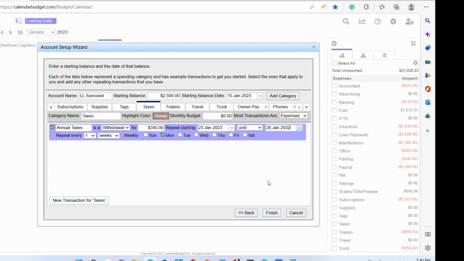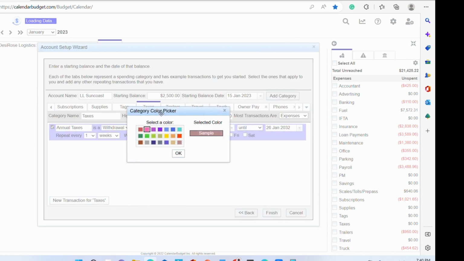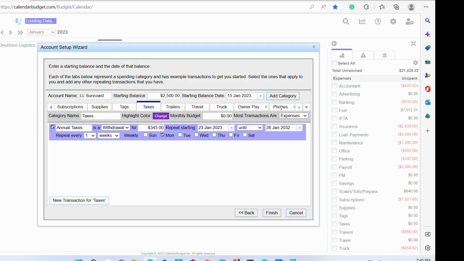Okay, so now we've entered our transactions. Remember I showed you how you can change the colors if you want. I showed you how you can add categories. Make sure you put your starting balances in. Scroll, just kind of sliding through. Whatever you want to name the account. If you wanted to have a monthly max budget so that it alerts you if it goes over.